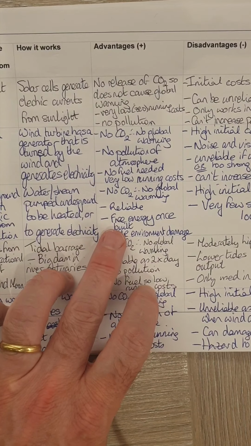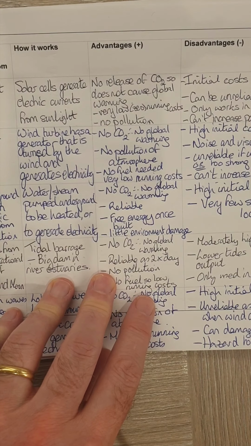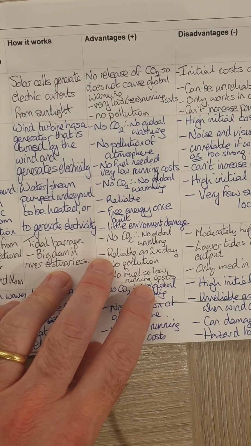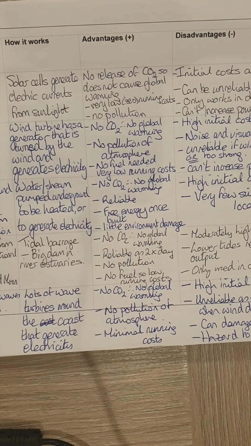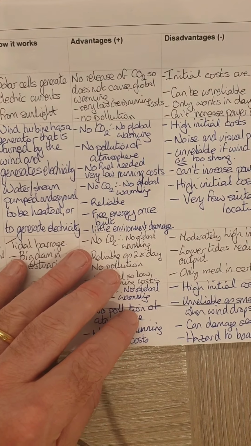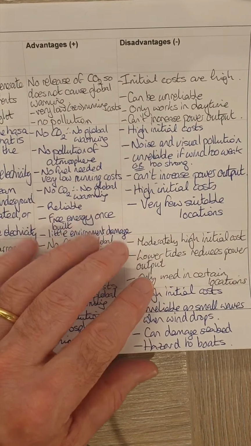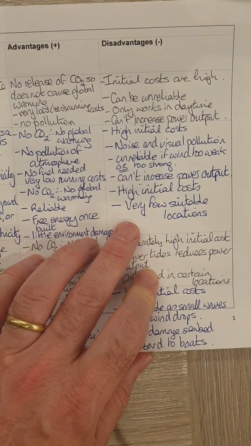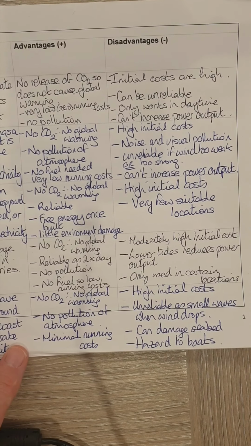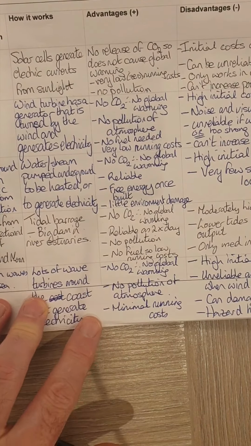The geothermal, like the others, no contribution to global warming. They're actually very reliable. Once they're built, it's free energy and there's little environmental damage. So geothermal, in some ways, is almost an ideal energy resource. Its disadvantage is high initial costs, but the real big disadvantage is obviously it depends on the area. So it needs to be built typically in a volcanic area. So there's very few suitable locations in the world for geothermal energy.